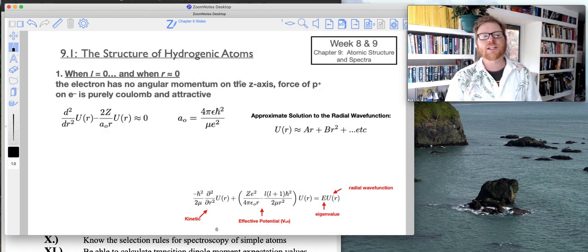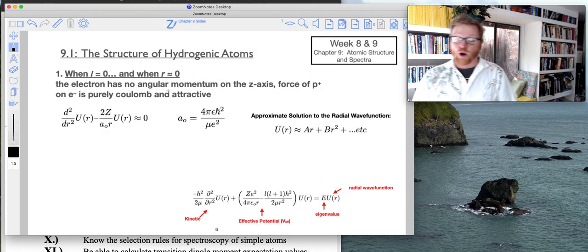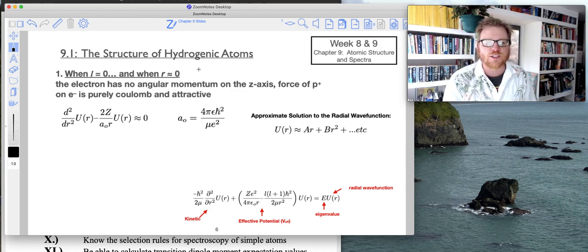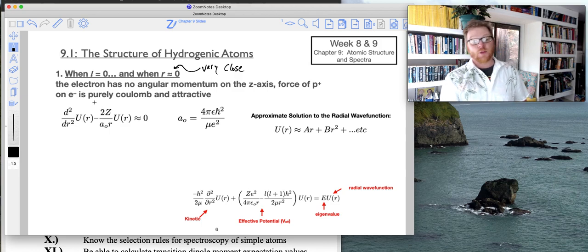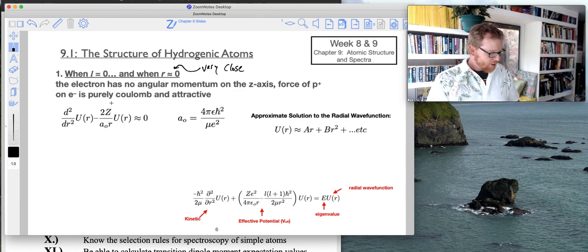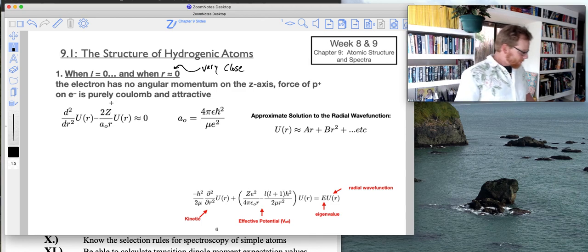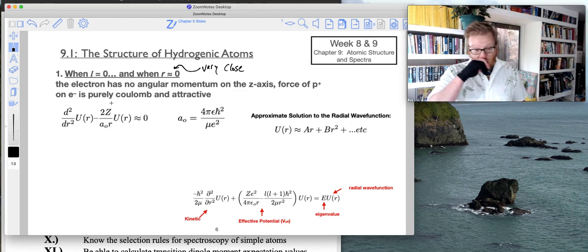So when L is equal to 0, and specifically when R is very close to the nucleus, so when this says R is almost 0, that means very close to the nucleus. So the electron has no angular momentum, and the force of the proton on the electron is purely Coulombic and attractive, okay? So that means that there's several chunks of this equation that we can eliminate, all right?